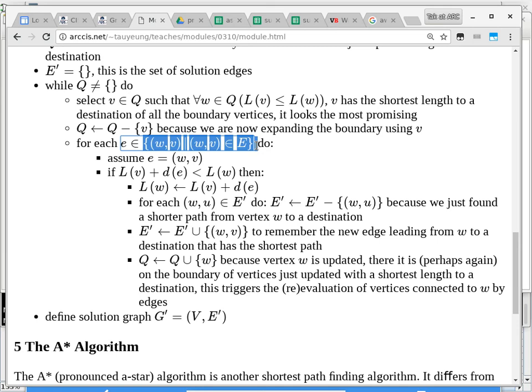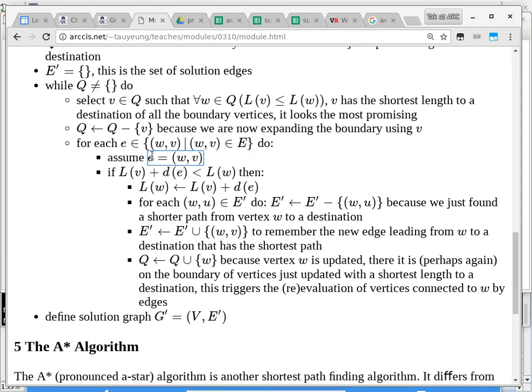Is that okay? Now, that is important because in order for V to be in the set Q to begin with, V itself already has a shortest path to a destination. Is that okay? So now we are looking at all the incoming edges into V. In other words, we are asking, who else can go through V to get to a destination? We're exploring everybody that can go through V to get to a destination. Is that okay? All right.